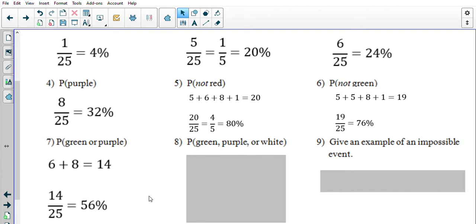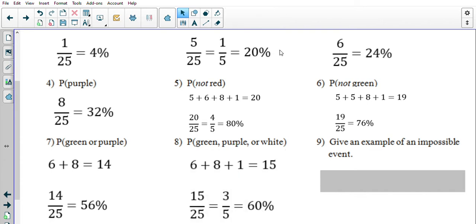Now, green, purple, or white. So we need to add in that one white marble to get 15 out of 25. That reduces to 3/5, which is 60%. Again, as a reminder, you can do 3 divided by 5, gets you 0.6. That is equivalent to 60%.